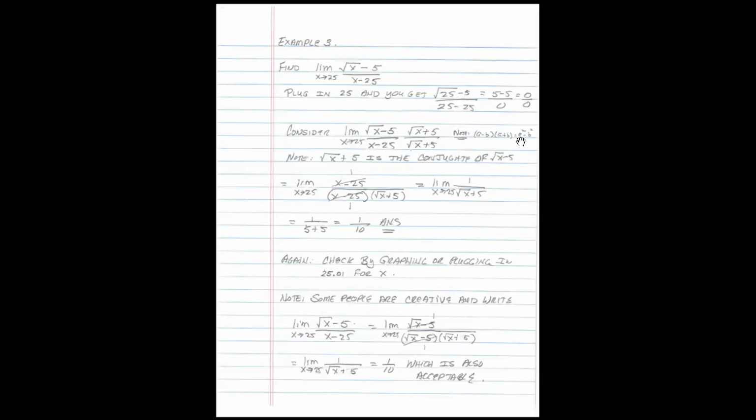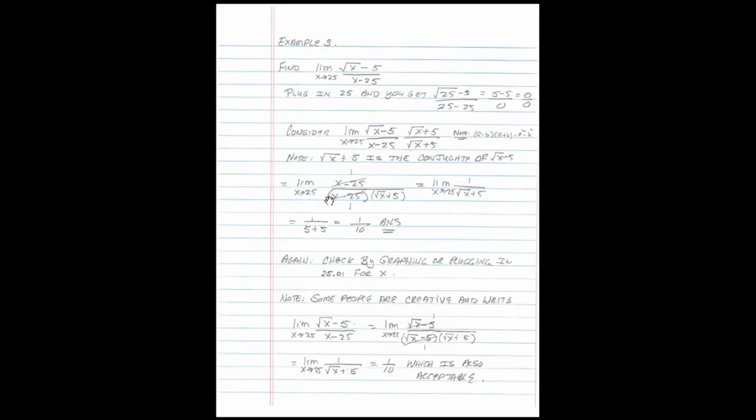So we're going to multiply the numerator by the conjugate, but we can't just do that. We've got to do it to the denominator as well. So we multiply the numerator and denominator by the conjugate of the numerator. And when we do, this is going to be the square root of x squared, which is x, minus 5 squared, which is 25, over x minus 25 times the square root of x plus 5. Now notice, I can smile, look at this: x minus 25, x minus 25. It makes me believe I'm onto something.